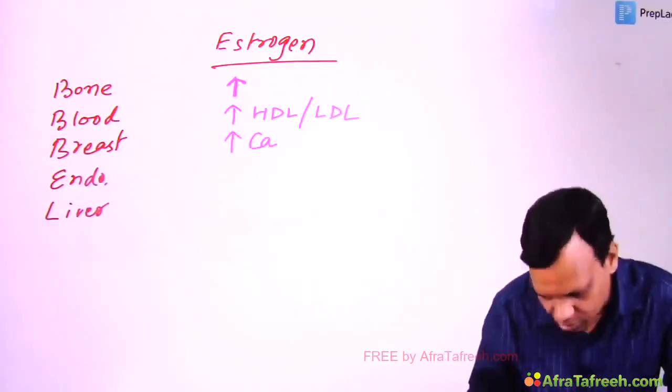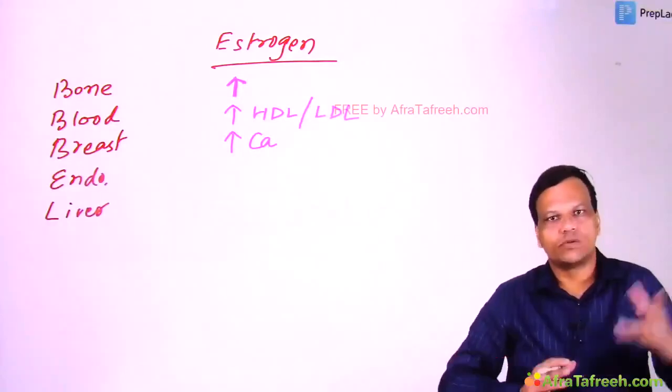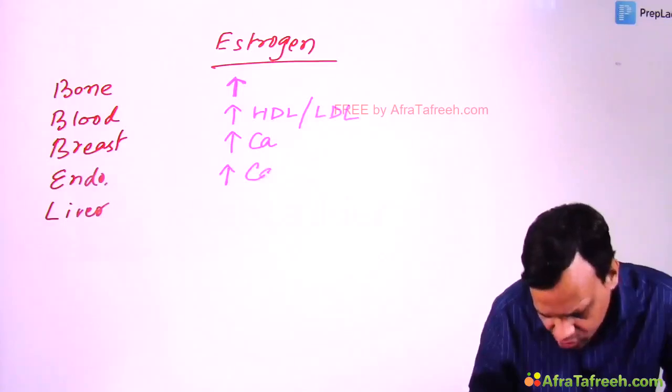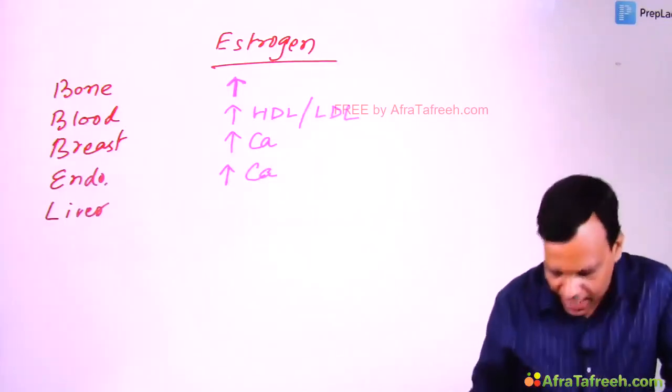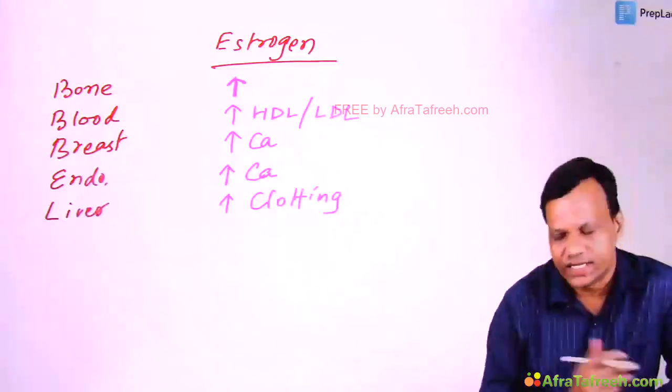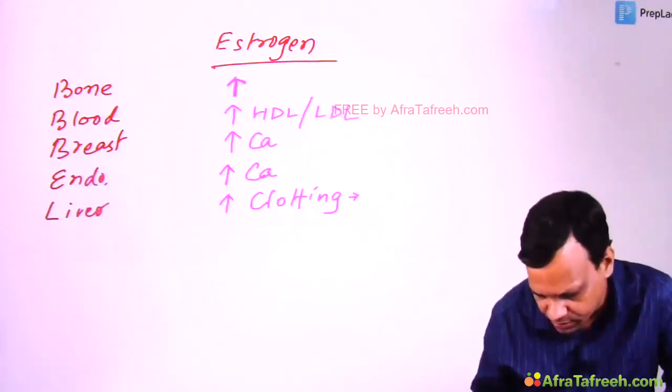It increases the risk of breast carcinoma. We know estrogen positive breast cancers are there. It increases the risk of endometrial carcinoma also. And it increases the formation of clotting factors through the liver. So that increases the risk of thromboembolism.